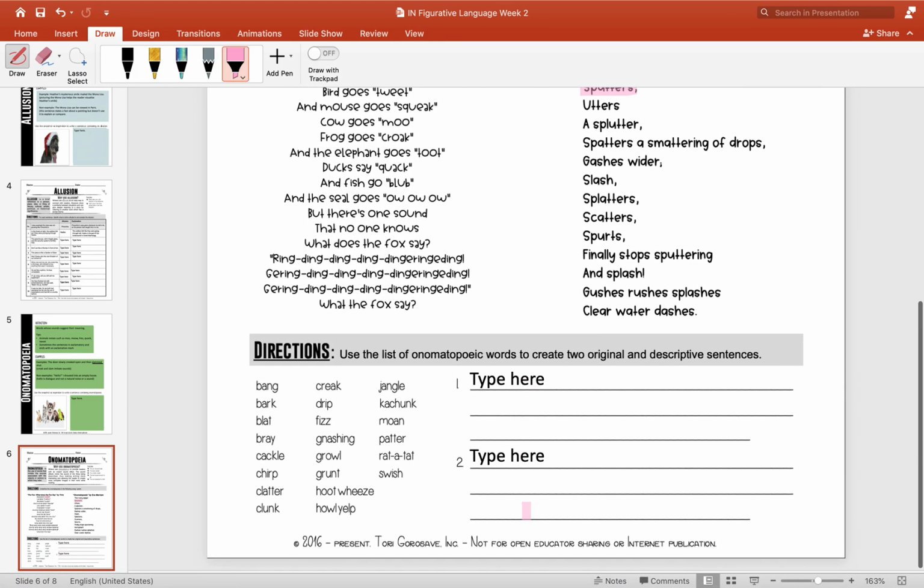And then down here, use the list of onomatopoeic words to create two original and descriptive sentences. And this one you're all on your own. Pretty simple, but you do need to use these words in here. And then remember, as you can see right now as I'm moving my cursor around, it is still pink because it's still in highlighter mode. If you need to take it out of highlighter mode, you just click Draw again. And you notice that now I have an arrow and I'm back in the cursor business.